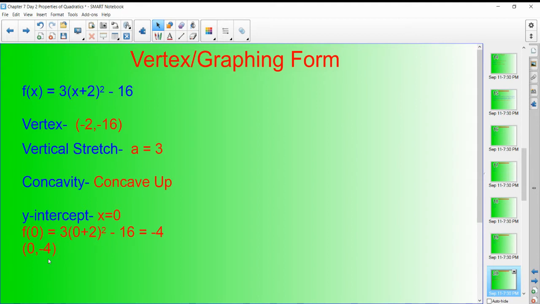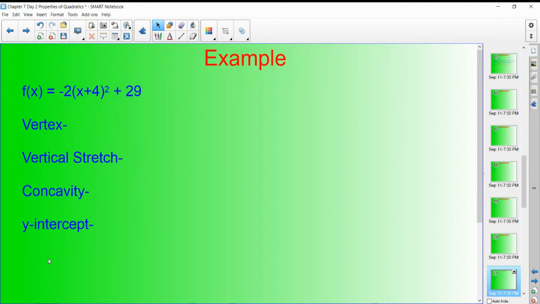Now, vertex form is great for finding the vertex. It's great for finding the stretch and telling us, does it open up or down? Also very good for finding the y-intercept, just takes a few evaluation steps, which you can do. And now you're going to do them. You're going to practice. So once again, pause the video. Tell me all the good information here. When you're ready, unpause the video and you'll see, did I get them right or do I need more practice?